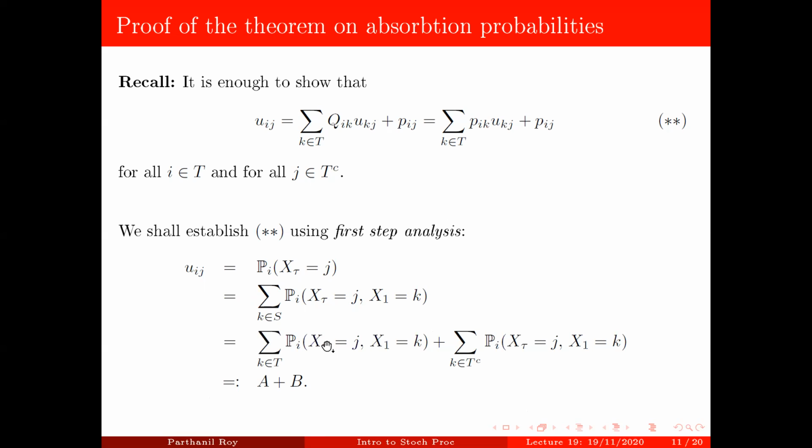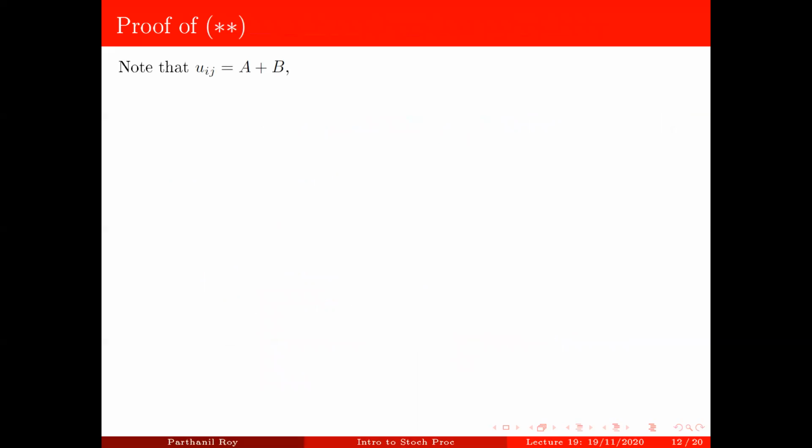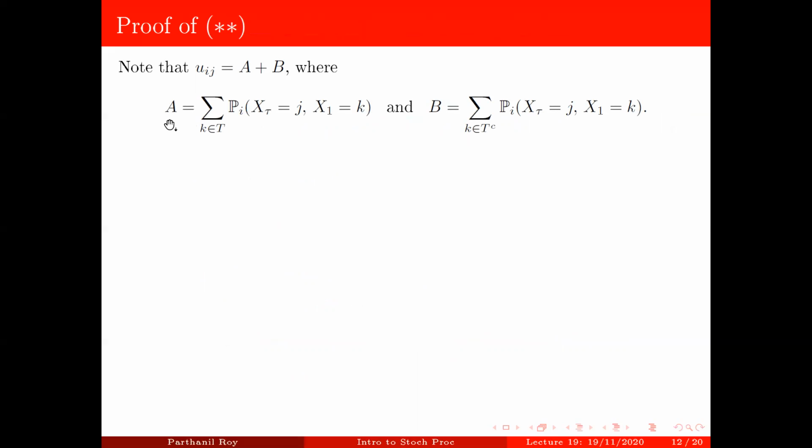Actually, it so happens that B would be equal to this guy, Pij, and A would be equal to this sum. See, A is already a sum over k belonging to T, so there is some hope that this would become equal to this. And we'll show that this is indeed equal to this. Okay, let's first take care of B. Note that we have obtained Uij to be A plus B, where A is the sum where the first step is a transient state, and B is the sum where the first step is already a recurrent state.